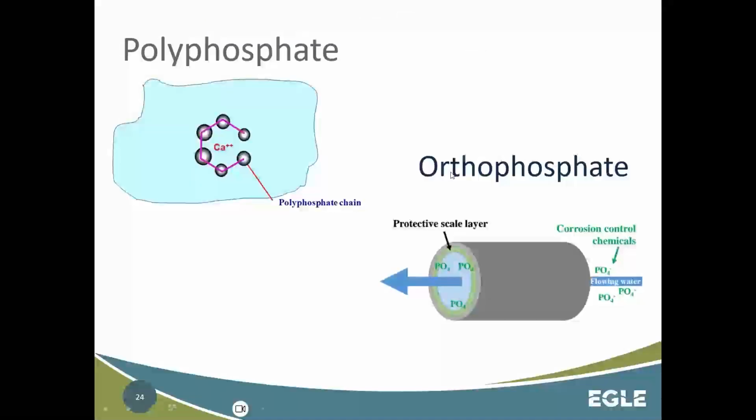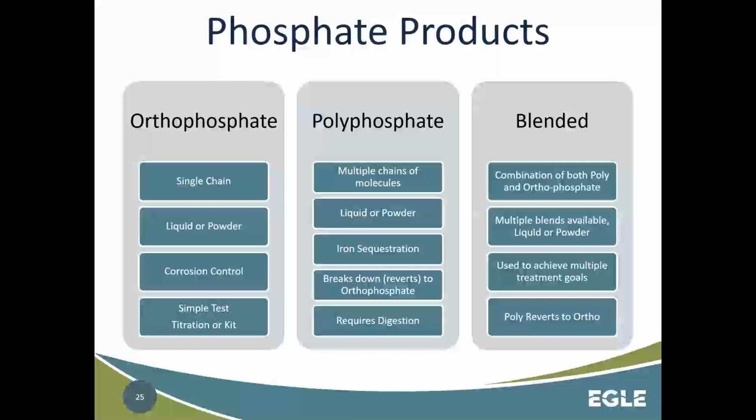We'll actually go back to this slide for a second. These little circles here are individual orthophosphate molecules. That's what I mean by a chain. So it's just strung together, okay? Polyphosphate can also come in liquid or powder form. It's meant for typically iron sequestration or manganese sequestration in those regards, keeping those things in suspension, keeping them in the water column. Breaks down or reverts back to orthophosphate. Again, it's those strings, it's those chains. They break down to orthophosphate.